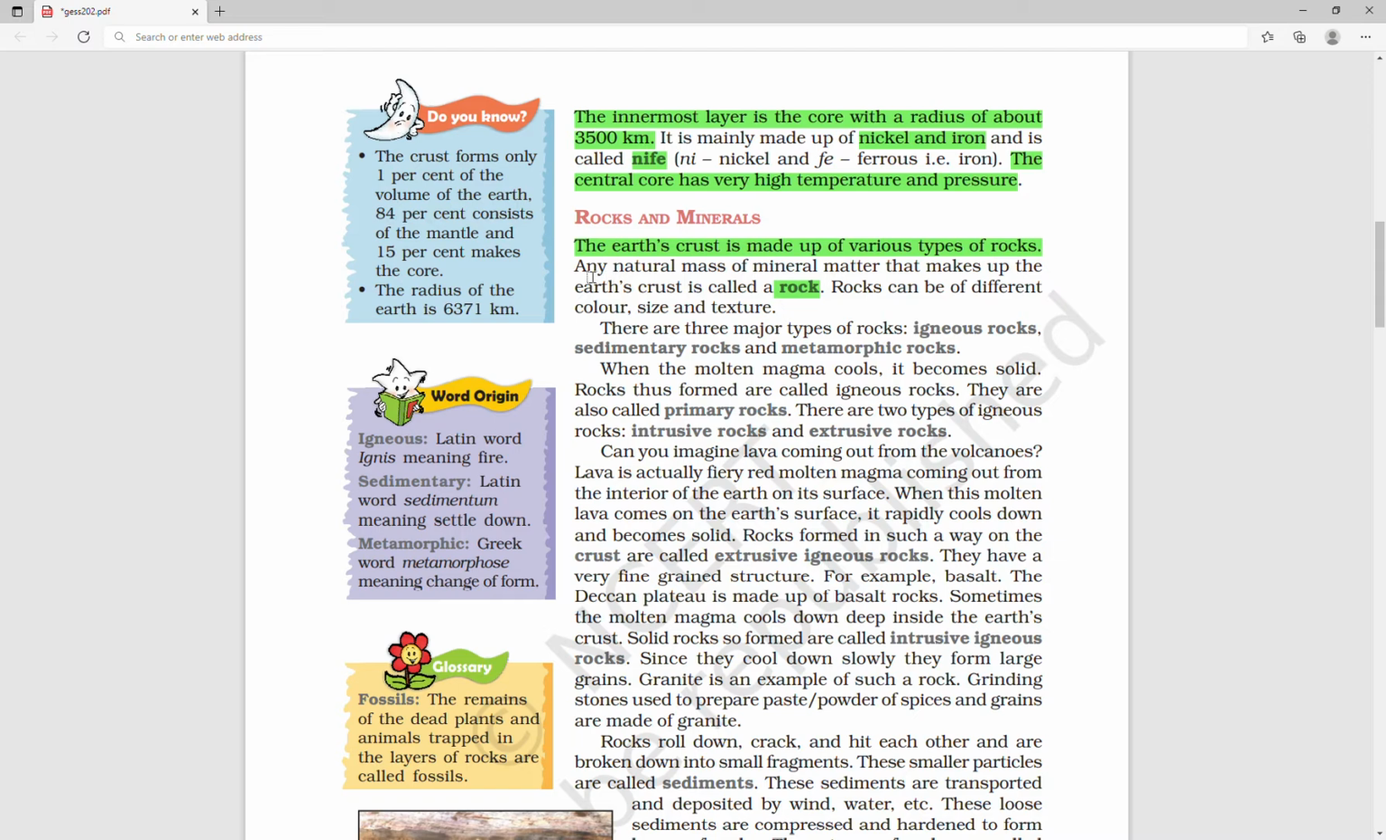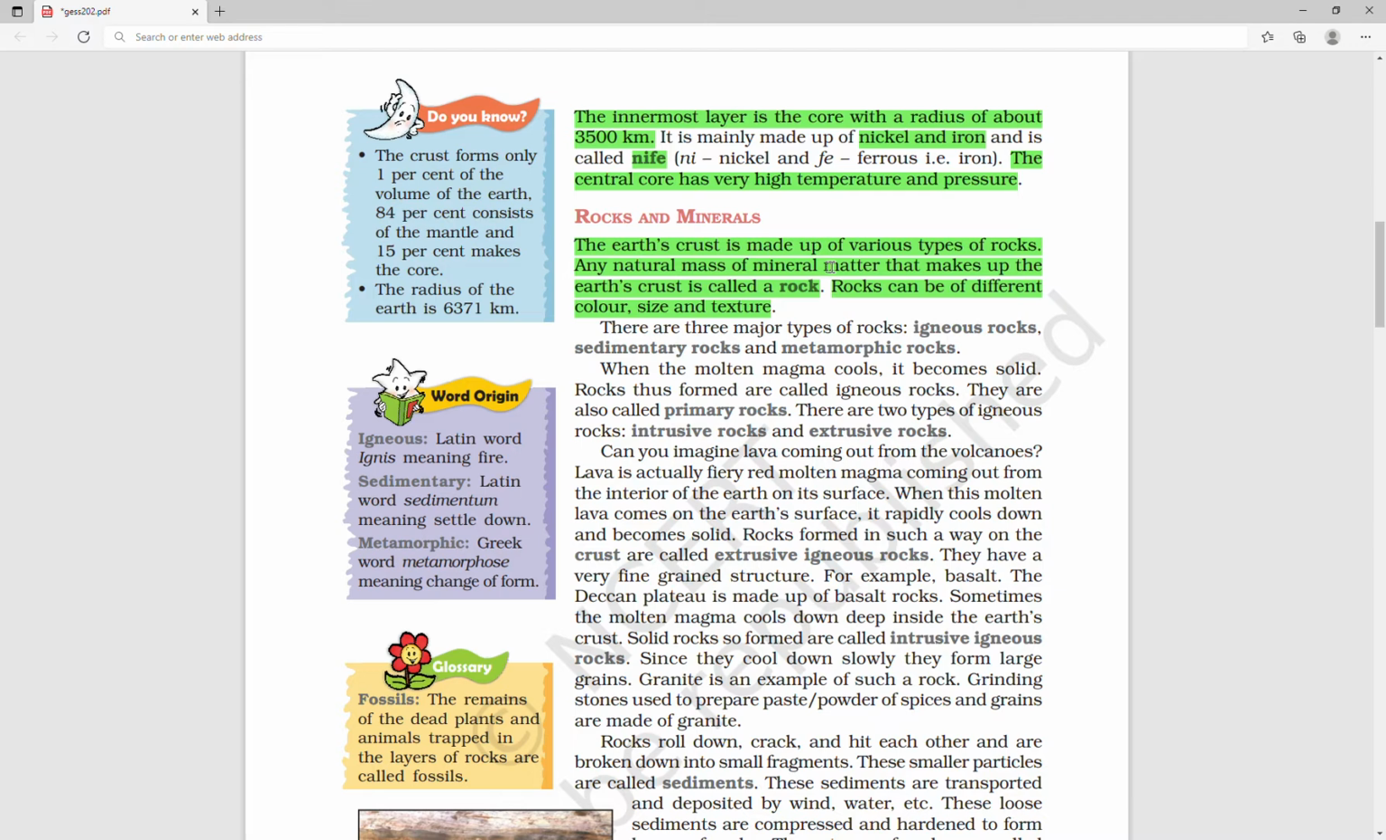This is also a good point. If you want, you can underline it. Rocks can be of different color, size and texture. This is correct, because rocks can be of different colors, right? In size also and texture also. All rocks can't be one size. They will be in other sizes. One can be small, one can be big. Like that. Okay, next.